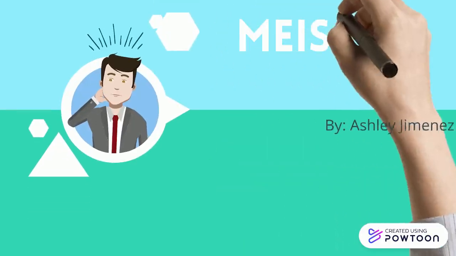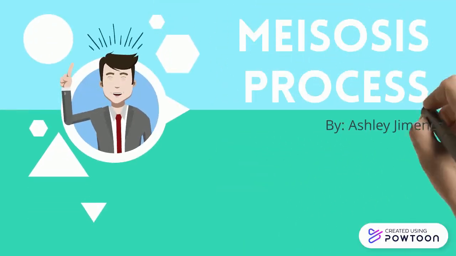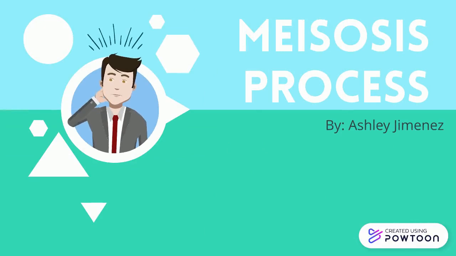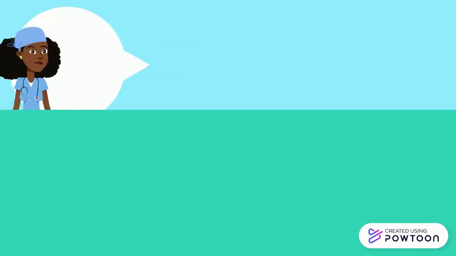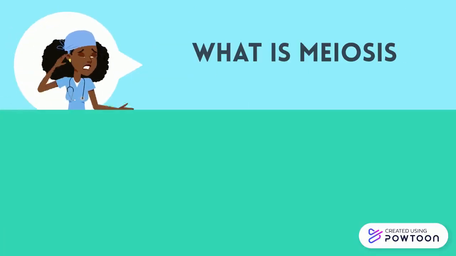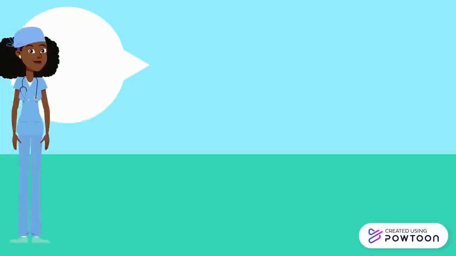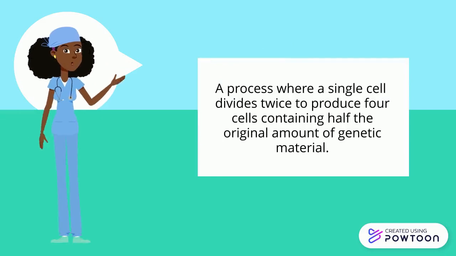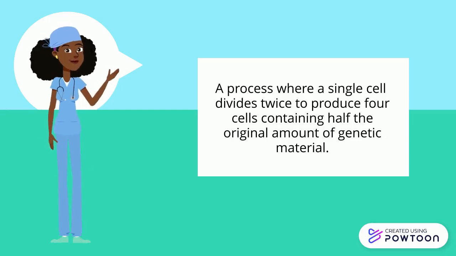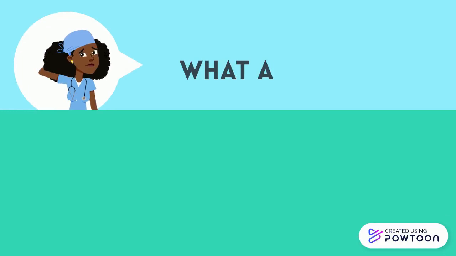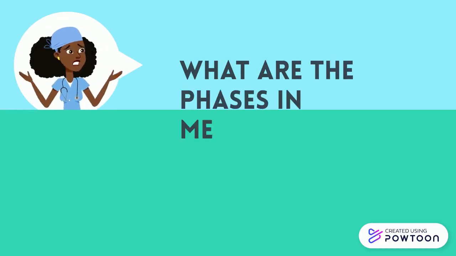So today we're going to be talking about the meiosis process. But before we start, we have to ask, what is meiosis? Meiosis is the process where a single cell divides twice to produce 4 cells containing half the original amount of genetic material. The meiosis process includes phases, but what are they?